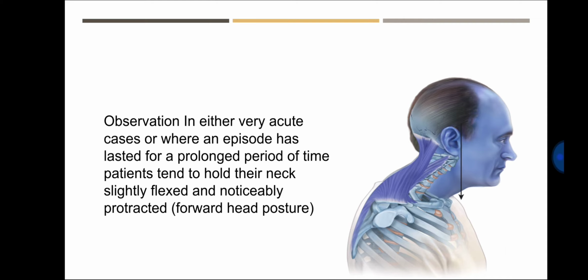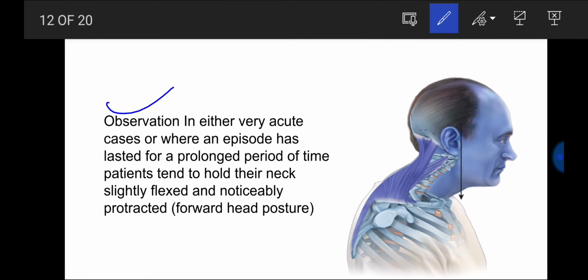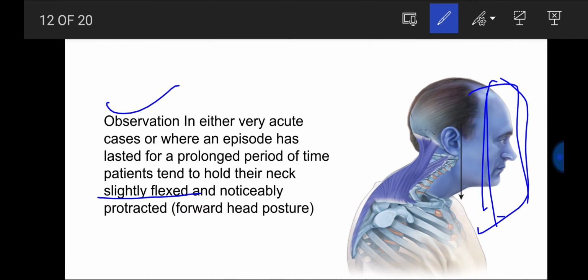Objective findings. What are the objective findings? First is the observation. In either a very acute case or where an episode has lasted for a prolonged period of time, patients tend to hold their neck slightly flexed, and noticeably there is a protrusion, so forward head posture.